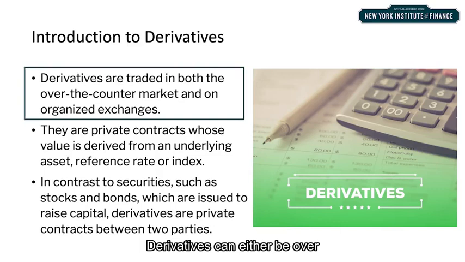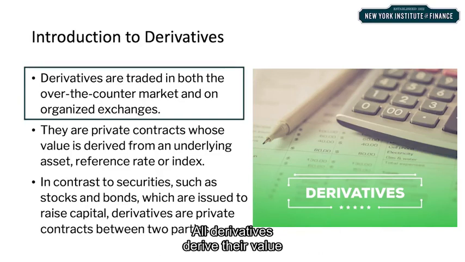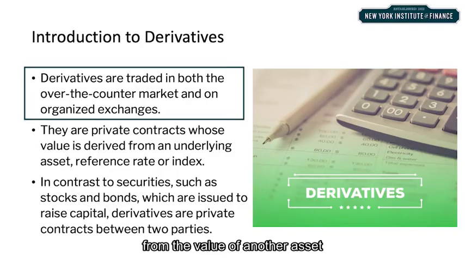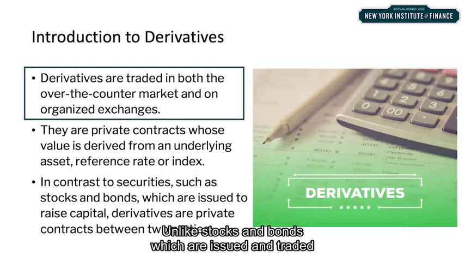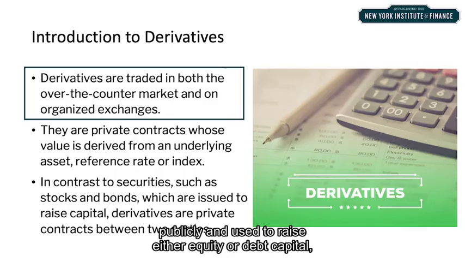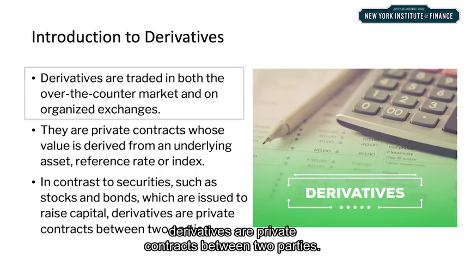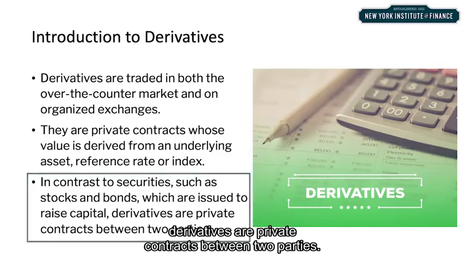Derivatives can either be over-the-counter or exchange-traded. All derivatives derive their value from the value of another asset like a stock or a bond or a reference interest rate or an index. Unlike stocks and bonds, which are issued and traded publicly and used to raise either equity or debt capital, derivatives are private contracts between 2 parties.